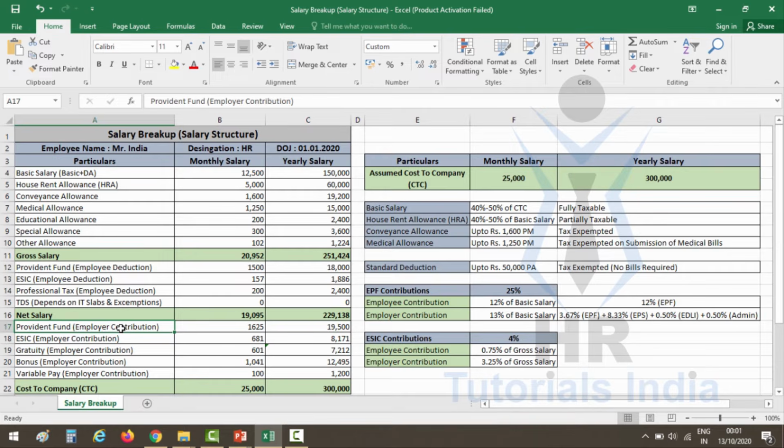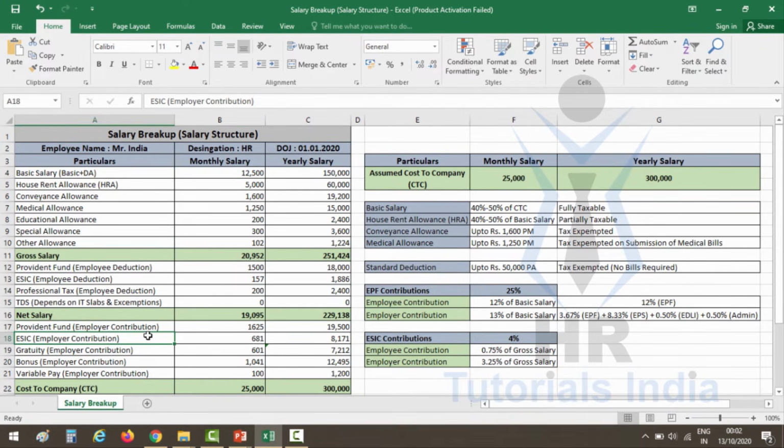So provident fund has an employer contribution of 13% of basic salary. Here I have calculated the employer contribution of PF. So the employer contribution of PF is 13% of basic salary. Basic salary comes in the field before.